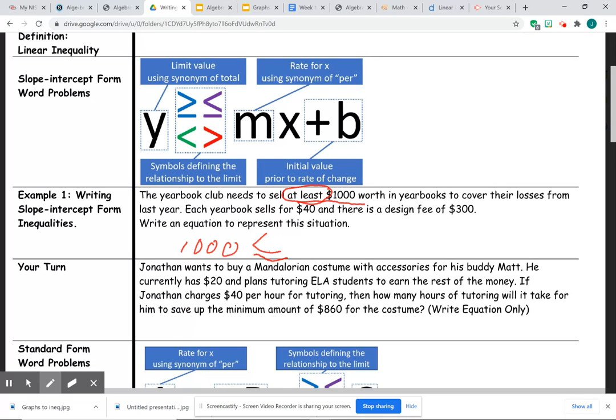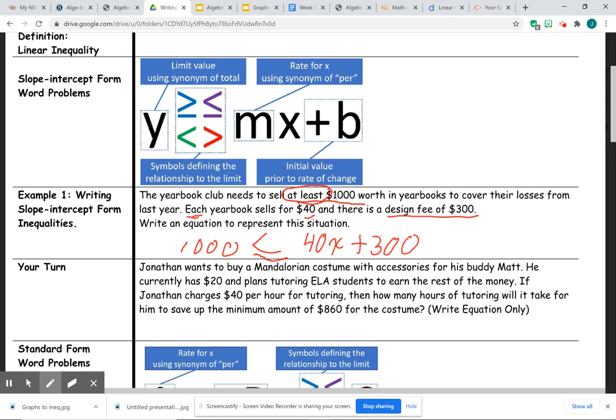Continuing on, each, that's a synonym of per. Each yearbook sells for $40. Or you could say it's $40 per yearbook. So there's your slope value, your x. And then there's a design fee. That is, if all you do is have them design it, it's going to cost $300. All right, so there's your equation for that one. I'll leave that up there for just a moment.